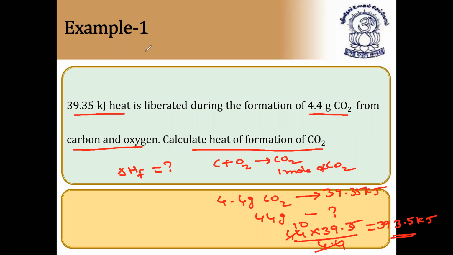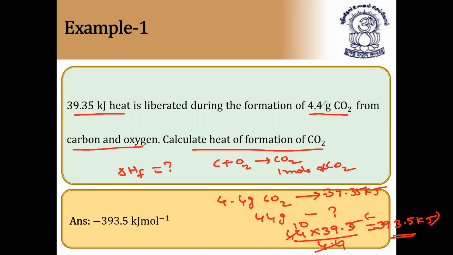Let us check the answer now. So it is minus 393.5, because heat is liberated, so you have to keep a minus sign. I forgot to keep the minus sign. So simply it is a minus sign here, and this is also a minus sign. So minus 393.5. I hope it is clear. So this is called heat of formation.